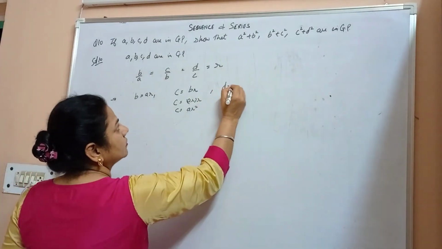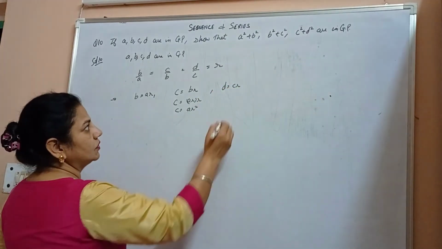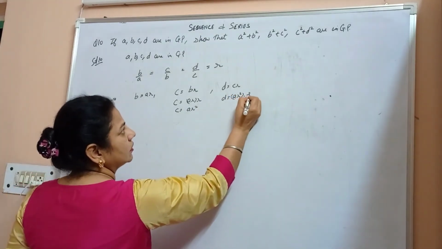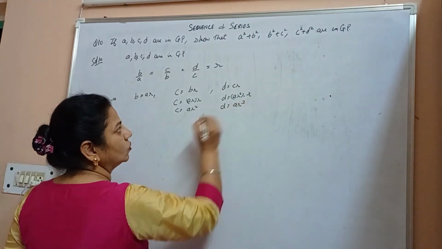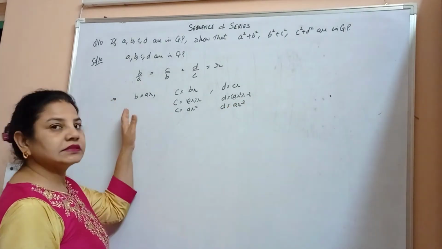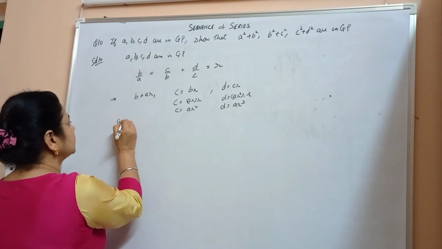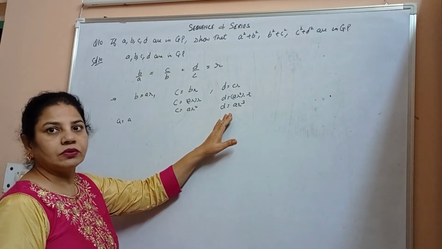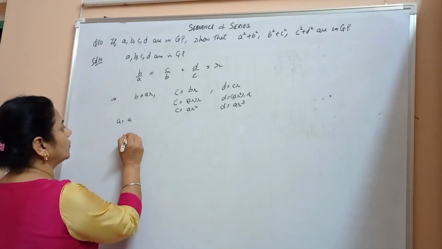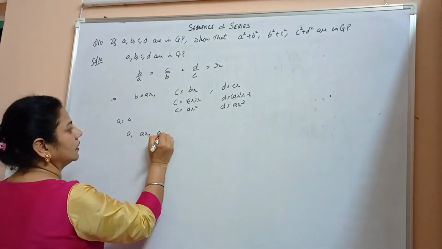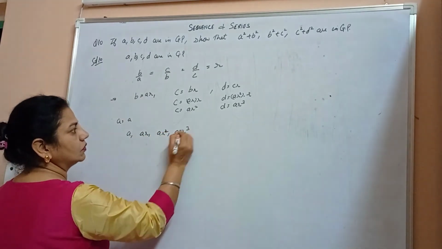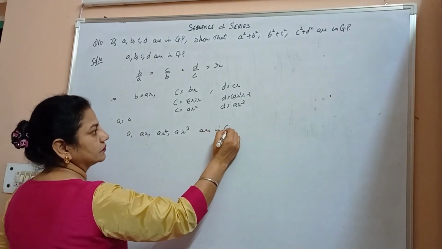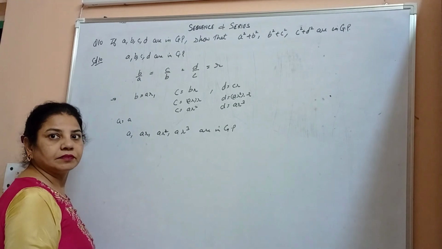Again, D is equal to CR. So here we replace C with AR square. So I will write AR square into R. So D is equal to AR cube. Now first term is A itself. B is AR, C is AR square, and D is AR cube. So I have the numbers in this form: A, AR, AR square and AR cube. They are in GP with the common ratio R.